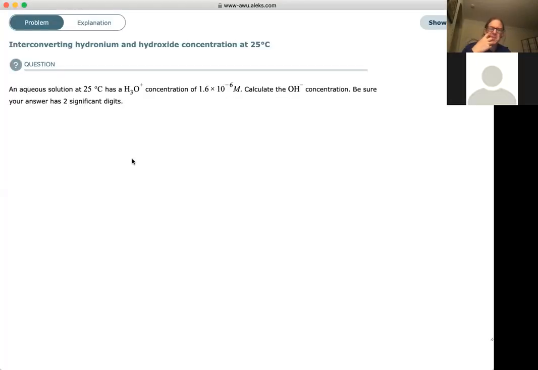There we go. Okay. Again, interconverting hydronium and hydroxide at 25 degrees C. An aqueous solution at 25 degrees C has a hydronium concentration of 1.6 times 10 to the minus 6 molar. Calculate the hydroxide concentration and be sure your answer has 2 significant digits. So 1.6 times 10 to the minus 6 molar, that's the hydronium concentration, not the hydroxide, right? So yeah, they could even make it trickier and just give you the names instead of the actual formulas.